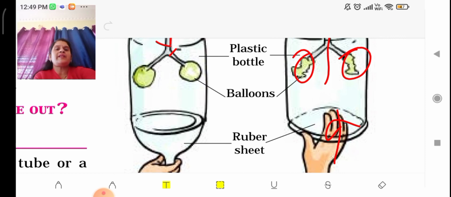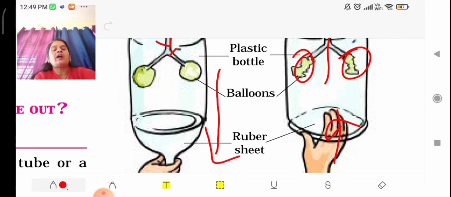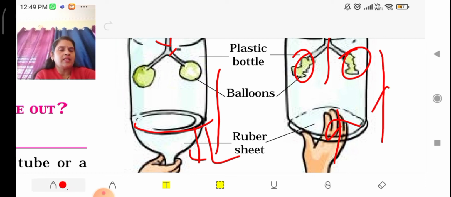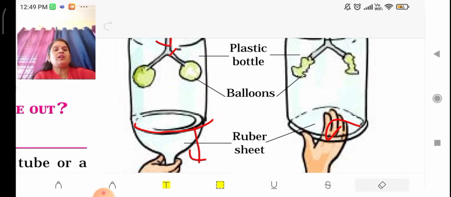So by this activity, we can see when we inhale, what happens? Our diaphragm moves down. Okay, this layer we can think of as the diaphragm. And when air is thrown out, air is exhaled out, at that time what happens? The diaphragm moves up. Okay, so this is how our lungs function. With the activity we clarify.